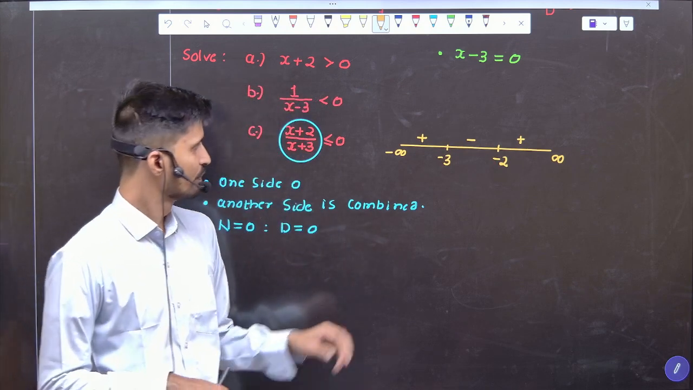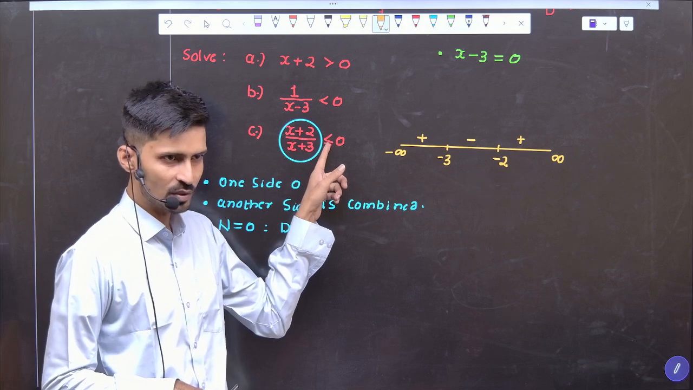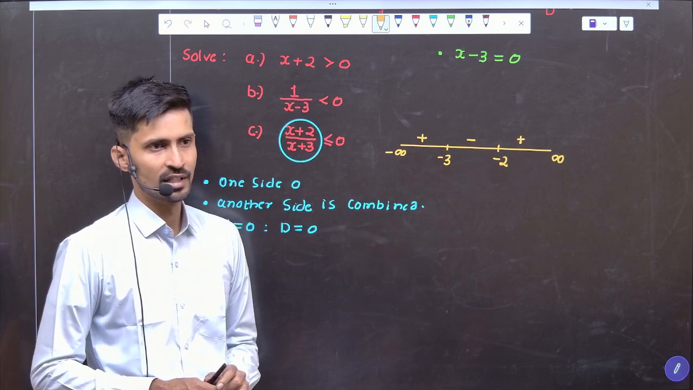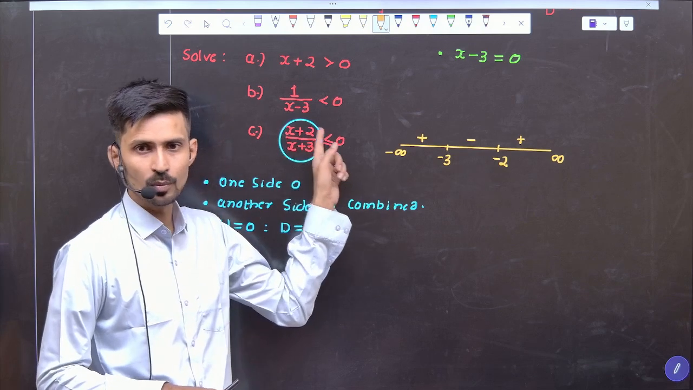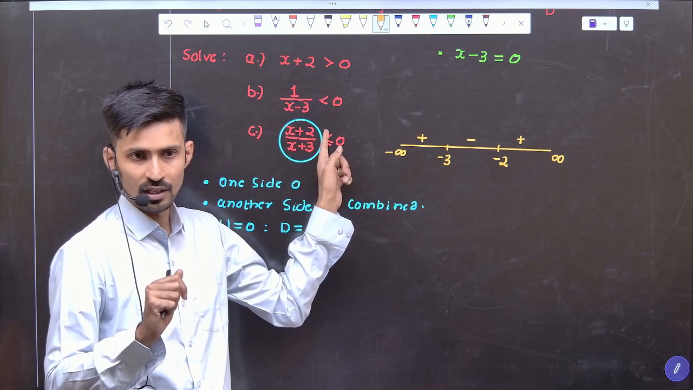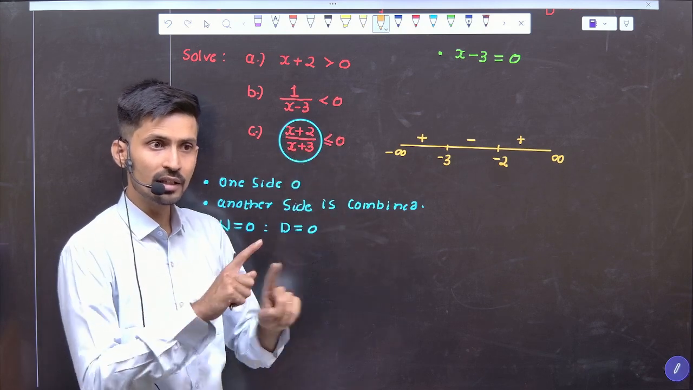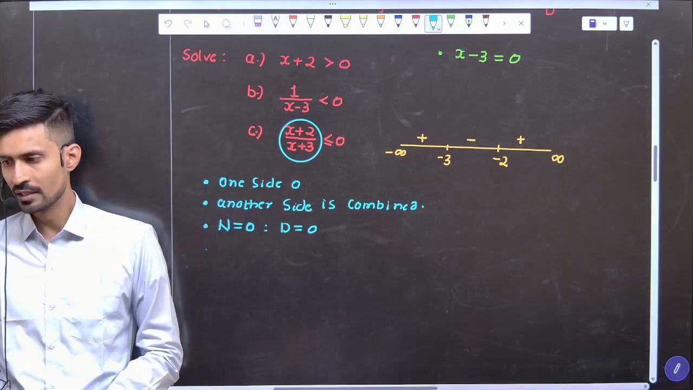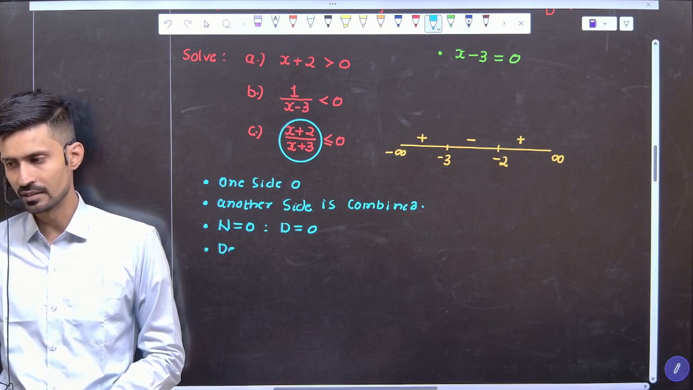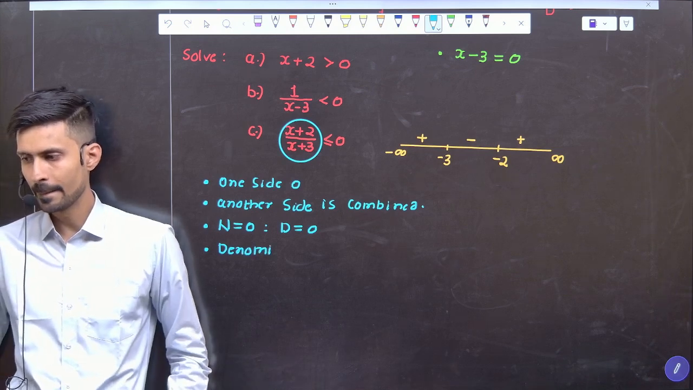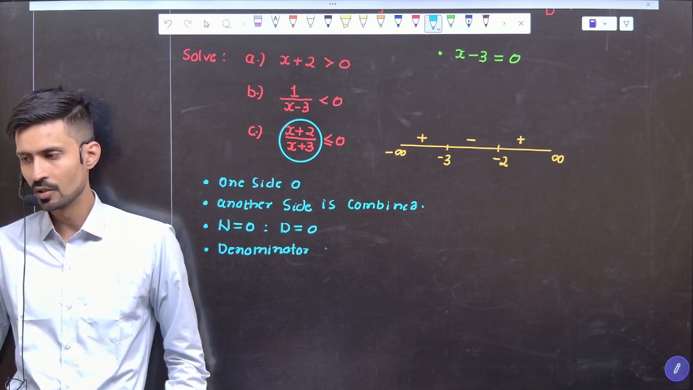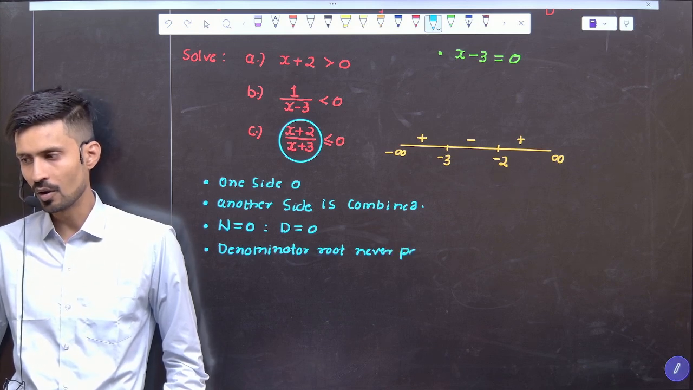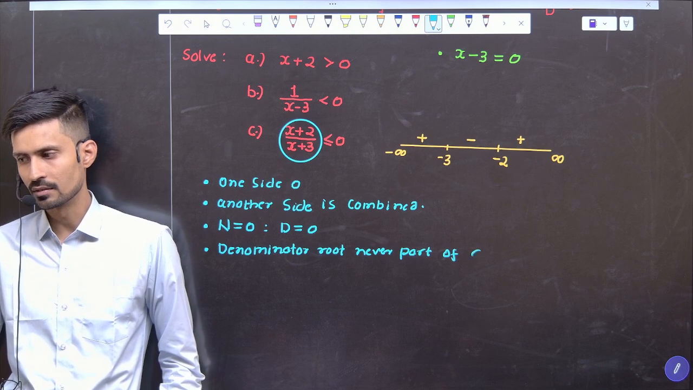Okay. Now equals to sign is there. So numerator root will be part of answer. If equals to sign is not there, numerator root is not part of answer. And always remember, denominator root is never part of answer. Denominator root never part of answer.